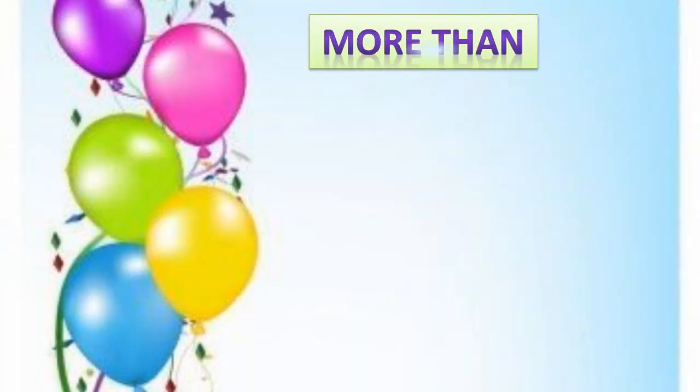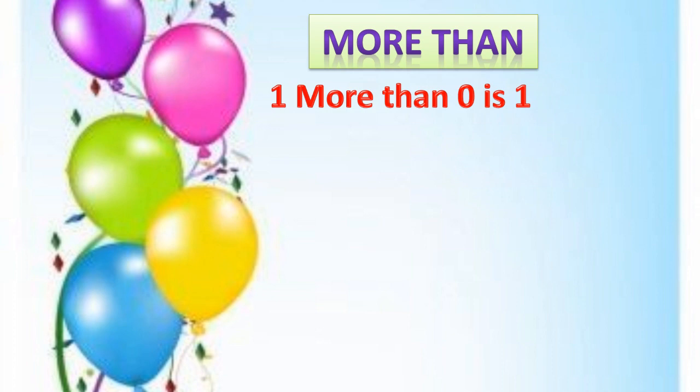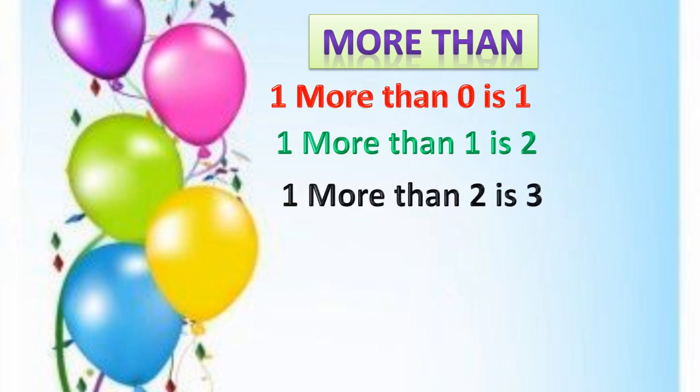Our next section is more than. When we study more than, we have to add one to the given number. Say 1 more than 0 is 1, which means 0 plus 1 equals 1. 1 more than 1 is 2, which means 1 plus 1 equals 2. 1 more than 2 is 3, which means 2 plus 1 equals 3. 1 more than 3 is 4, which means 3 plus 1 equals 4.